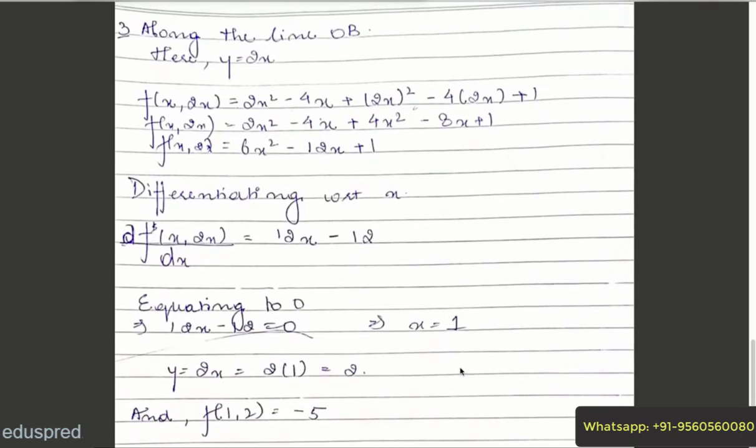Now let's check along the line OB. Here y = 2x. So making the substitution, your function becomes f(x, 2x), which will be 2x² - 4x + (2x)² - 4 times 2x + 1, which is 6x² - 12x + 1. Now differentiating it with respect to x, I will get 12x - 12, and equating it to 0 for the critical point, I get x = 1. Since x is 1 and y = 2x, that will be twice 1, or 2. Hence your critical point here is (1, 2), and the function attains the value of -5 at that point.